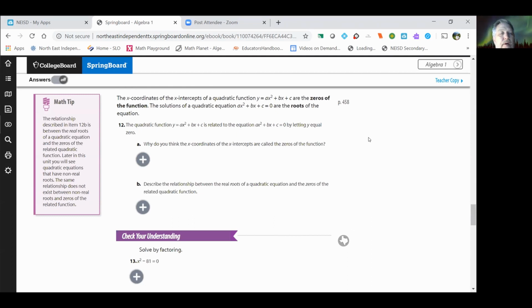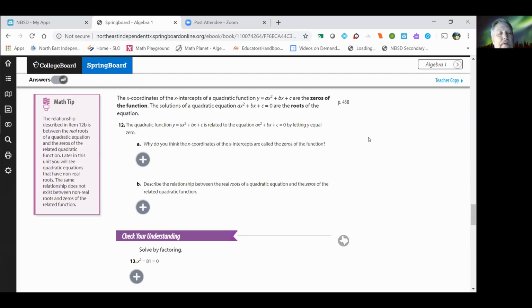Item 12. The quadratic function y equals ax squared plus bx plus c is related to the equation ax squared plus bx plus c equals 0 by letting y equals 0. Why do you think the x-coordinates of the x-intercept are called zeros of the function? Well, the reason why they're called zeros of the function primarily is because their y value is equal to 0.